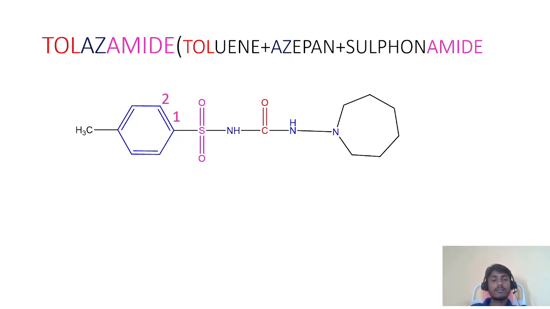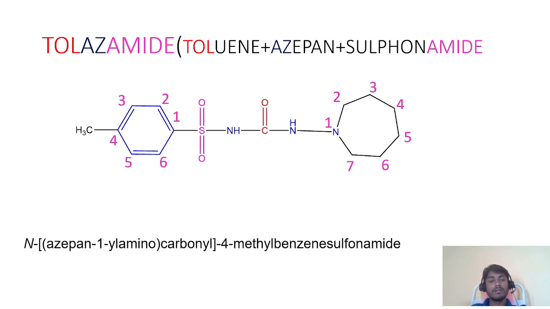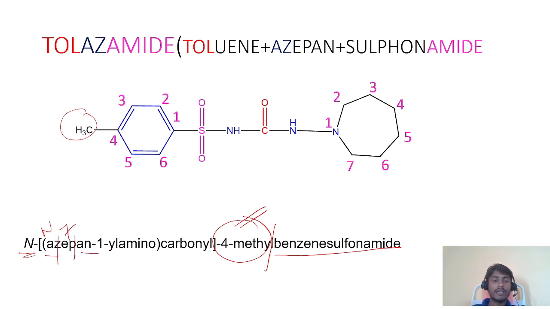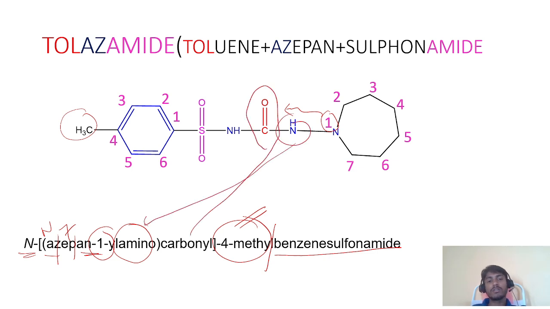See, the functional groups are the same, so the numbering remains the same. So here benzene sulfonamide is there. Okay, fourth position it is containing a methyl group, so 4-methyl. Next one is on nitrogen. What is there? Aza, nothing but nitrogen, and azepane is a 7-membered ring. 1-yl, first position it is substituted to the sulfonamide, followed by the amine group. Next, carbonyl group. So this is the numbering and IUPAC name of tolazamide.